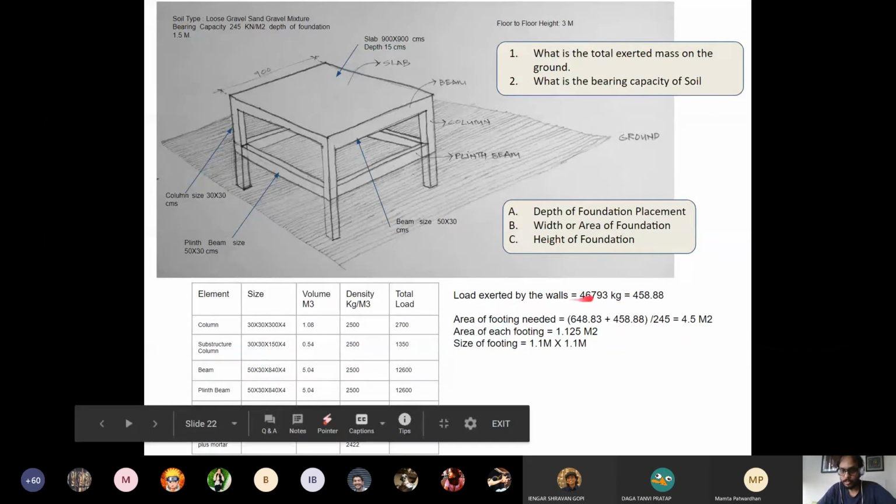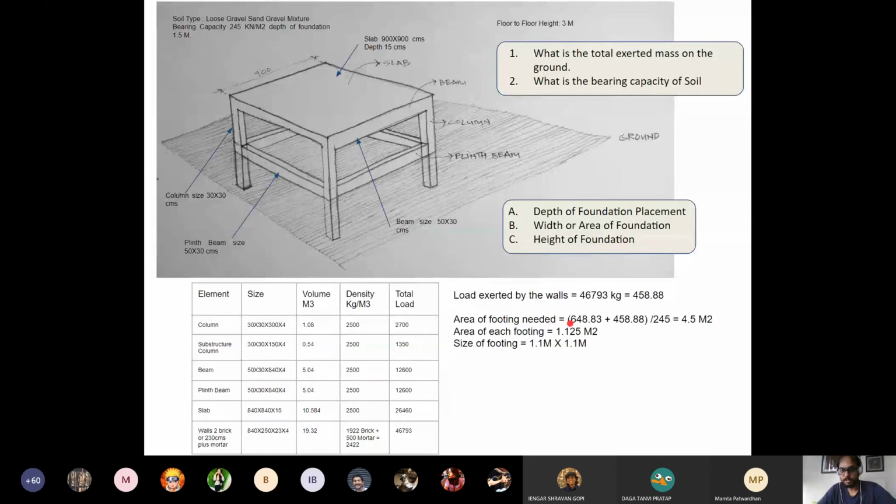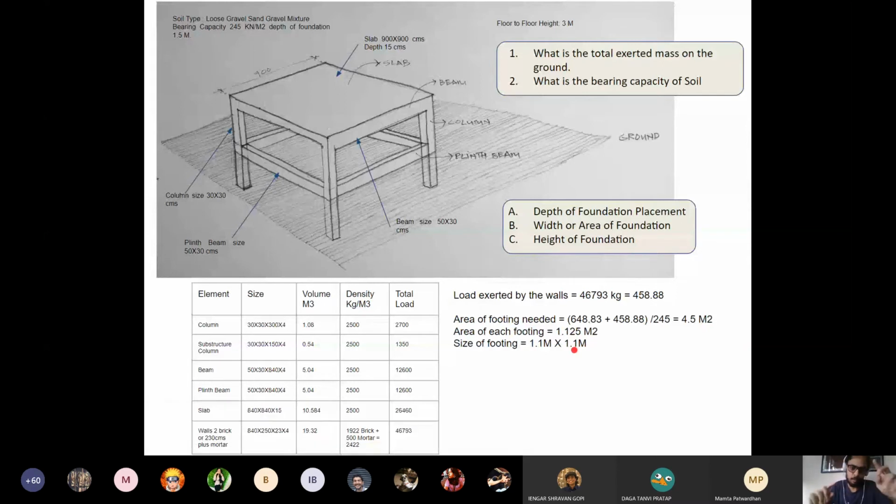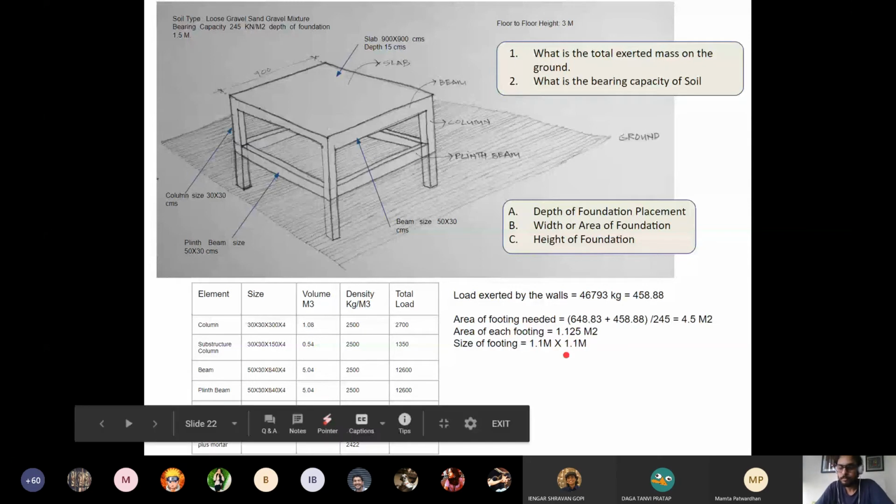I added the two of them. I added the total exerted load to the already established load that we had of the RCC structure, and I get a total area of footing that is required, which gives us a footing size of 1.1 meter by 1.1 meter. You can perform a similar exercise. You can add one more floor to this, and you will see that the size of the footing increases. Yeah, Mamta, there are questions. Yeah, I'm answering them.